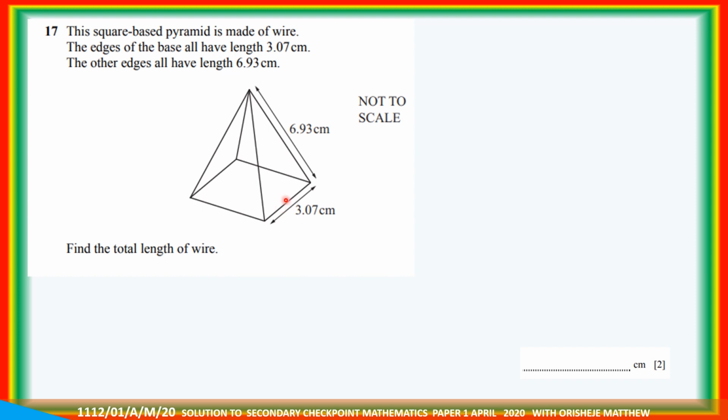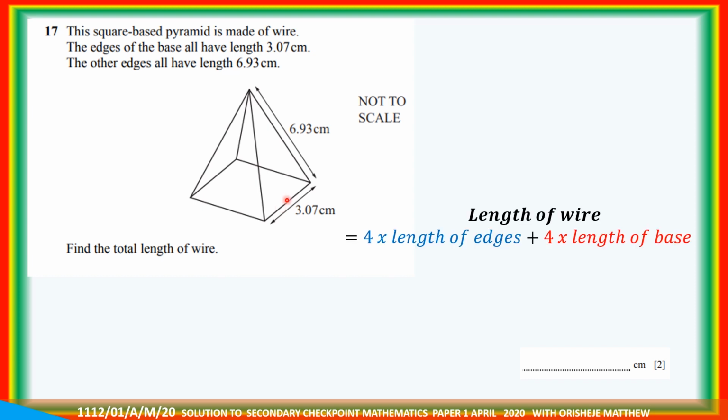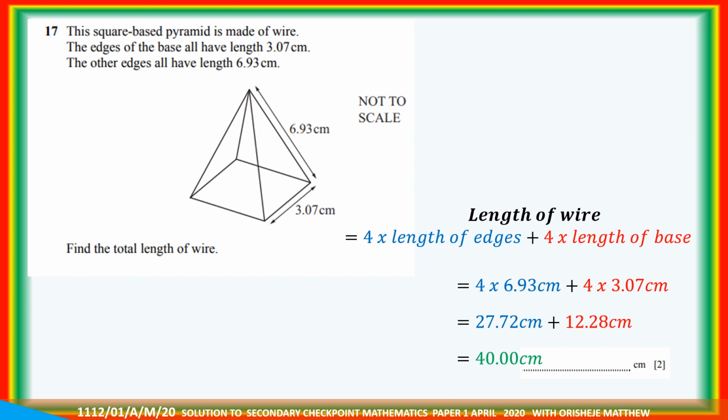So the total length of wire needed is going to be 4 times the length of the slant edges plus 4 times the length of the base. So that will give me 4 times 6.93 cm plus 4 times 3.07 cm. That will give us 27.72 cm added to 12.28 cm, which gives me 40 cm. So we need a total length of 40 cm to make this square base pyramid.